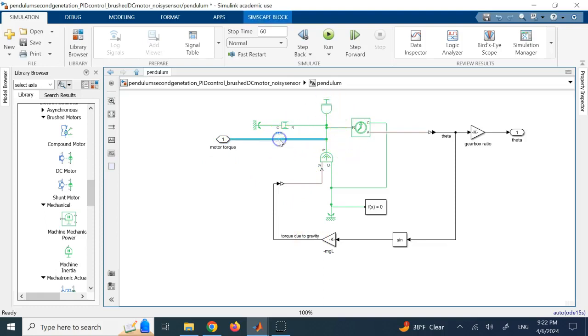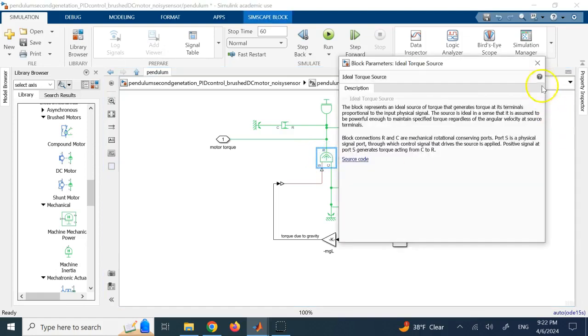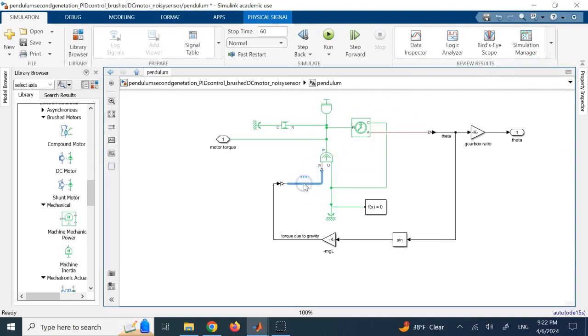The torque from the DC motor is already a second generation block, so I can directly wire it in. But the torque due to this mg sine theta, I have to convert it into a second generation block using this block here called ideal torque sensor. So this is a torque that is controlled by an external signal, and I convert that signal into second order through this block, which is called a Simulink to PS converter. So here, this is the torque of that. Both of them are applied.